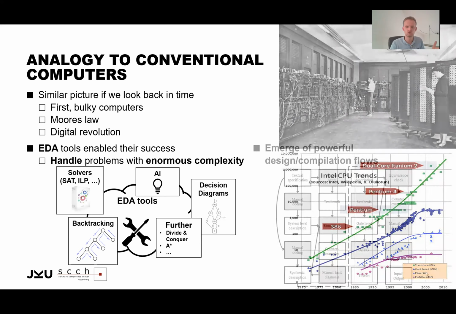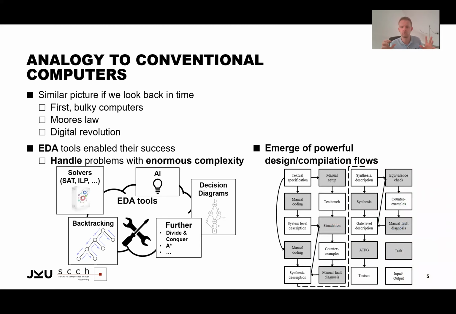And then all those tools have been combined together into powerful design and compilation flows. And although, of course, we all relied on the physical accomplishments when it comes to conventional computers, without those software accomplishments, without the accomplishments from constraint programming, SAT solving, and so forth, we wouldn't be able to tackle many of these urgent design tasks.